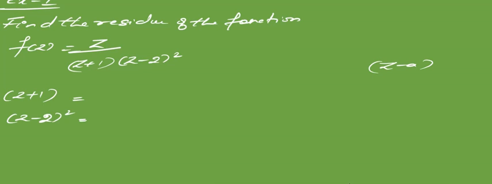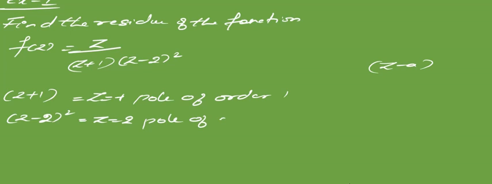So I have taken both the terms of the denominator of f of z. What value of z, when I substitute, makes the term 0? That means z is minus 1. So can I say z is minus 1 is a pole of order 1, because the power of that term is 1. Now when I put z is equal to 2 here, 2 minus 2 will be 0. So z is 2 is a pole of order 2 because the degree of that term is 2.